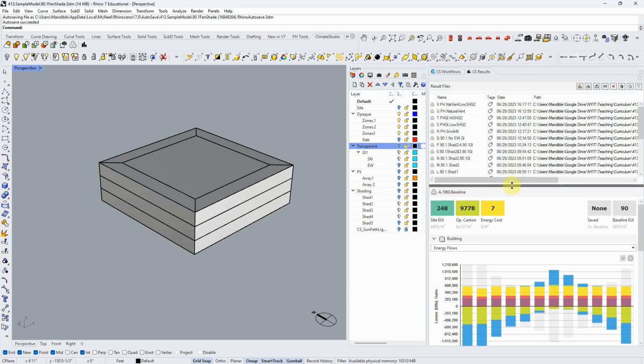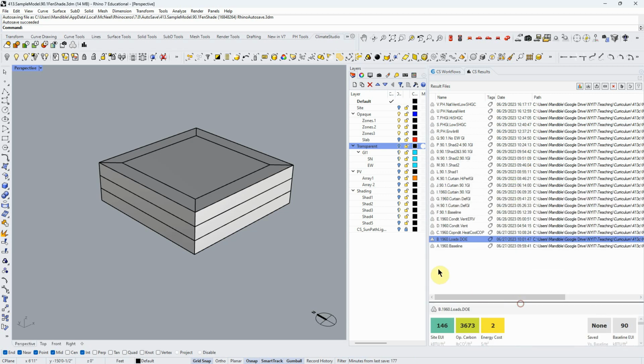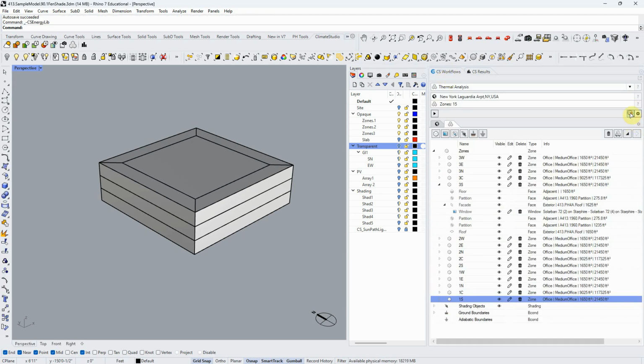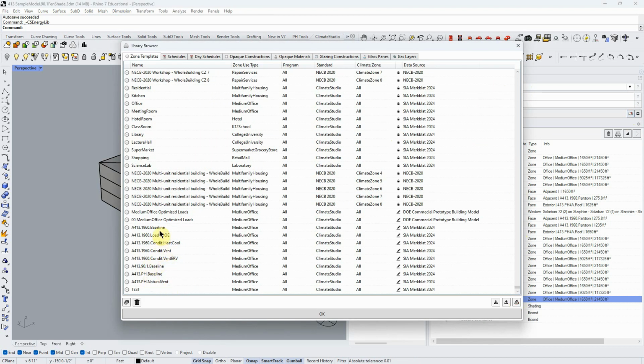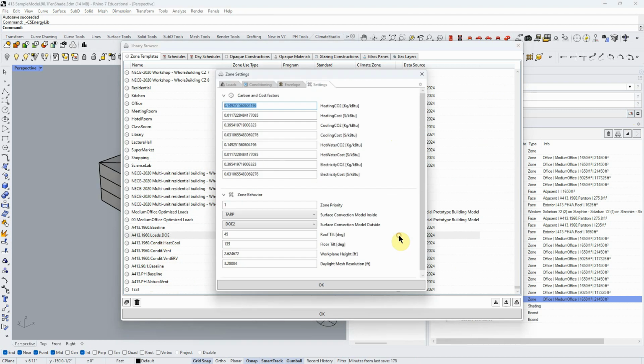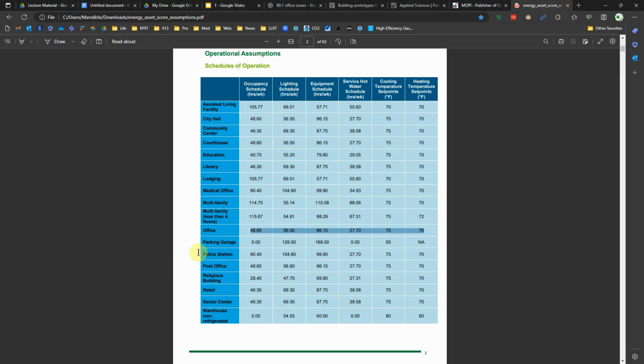So I think that's all I changed in the second. I said loads, and also I said schedules. And so I'll show you what that means. I come into my library. This is that template that I applied. We now have the loads from the member office. And by the way, these are the set points that I have, 75 and 70.